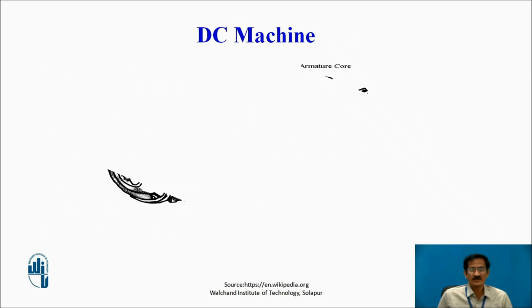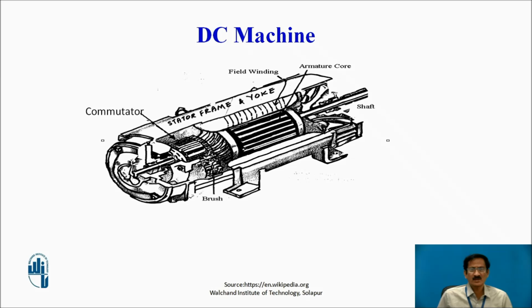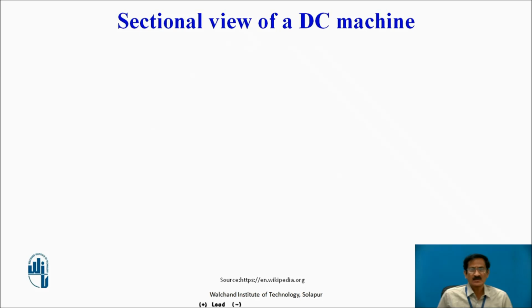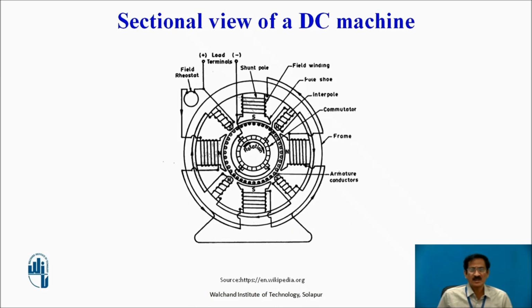DC machine. You can see here the commutator, field winding and the armature winding. Sectional view, again the same has been mentioned. Commutator part, field system and armature system: both the field system and armature system have windings which are separately excited by DC current.